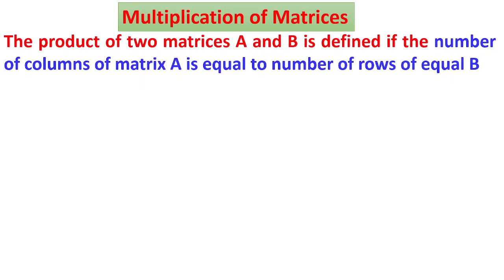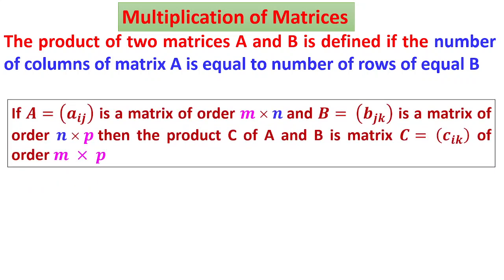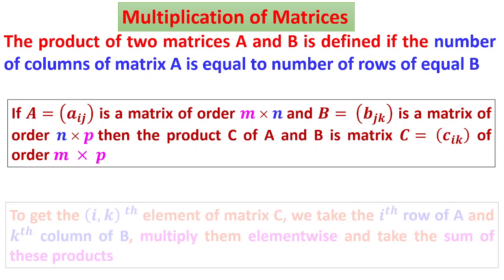Then let us go to the next interesting idea, which is important: multiplication. The product of two matrices is defined if the number of columns of the first matrix A is equal to the number of rows of the second matrix B. Suppose M cross N is the order of the first and N cross P is the order of the second, then the order of the product will be M cross P.